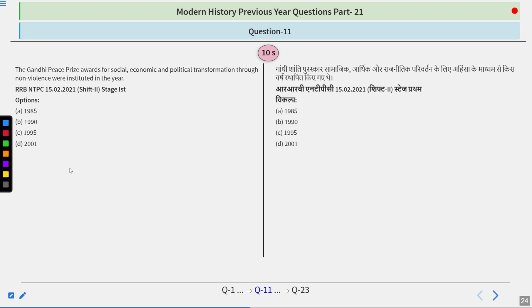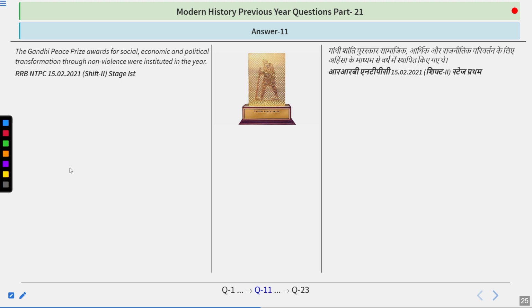The Gandhi Peace Prize Award for Social, Economic and Political Transformation through Non-Violence was instituted in the year? Options are 1985, 1990, 1995 or 2001. Think about it. And once again, I guess the answer you are looking for is quite right because the answer is 1995. So the Gandhi Peace Prize Award for Social, Economic and Political Transformation through Non-Violence was instituted in the year 1995.